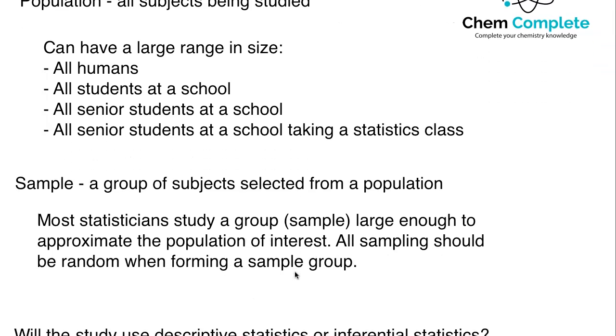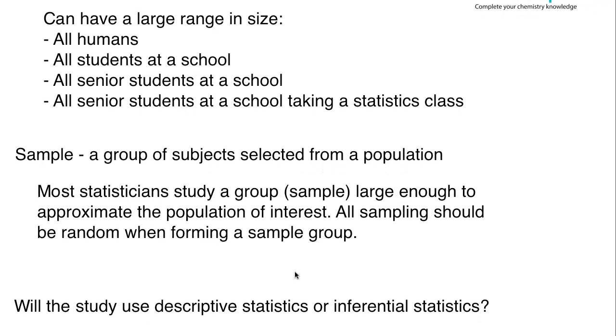Now, moving on to sample, okay, let's face reality. Most of the time we're interested in relatively large populations. And so because of that, it can be very difficult to gather all of the data, if not near impossible, right? So how do we get around this as statisticians? We use samples. So a sample is going to be a group of subjects that are selected from a given population. Most statisticians are going to study a group or a sample that is large enough, and that is a bit biased in that term, right? Large enough can be, okay, that's subjective. What do you say is large enough?